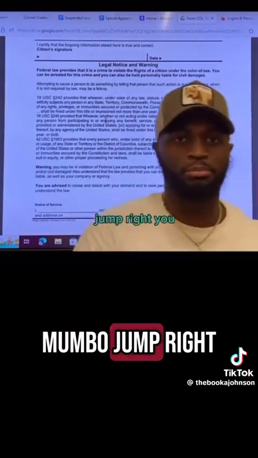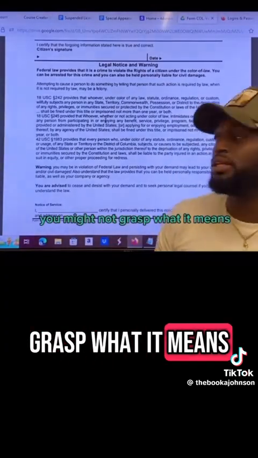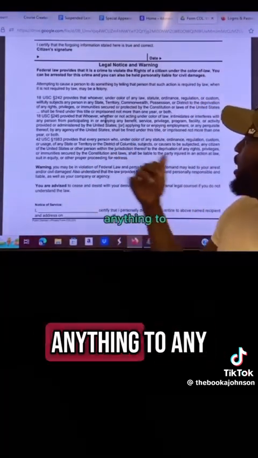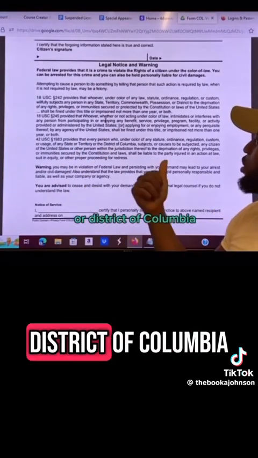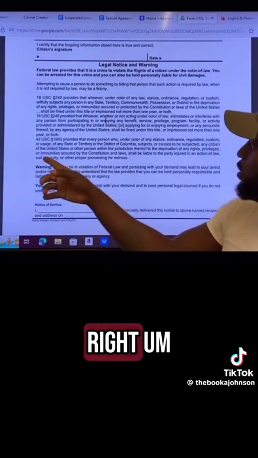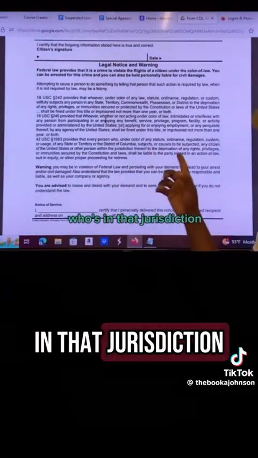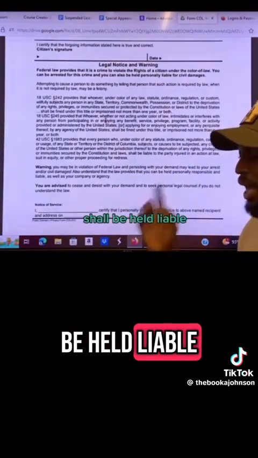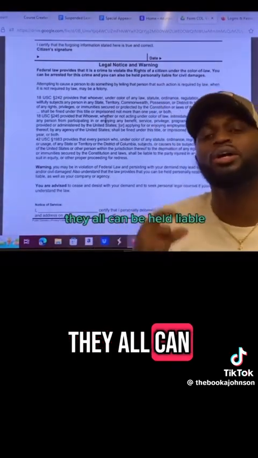It's a lot of mumbo jumbo, right? You read that, you might not grasp what it means. This is basically saying that if you're operating under the color of law and you're doing anything to any person in any state or District of Columbia, and you're subjecting that person, any citizen or other who's in that jurisdiction, to the deprivation of the privileges or immunities secured by the Constitution, you shall be held liable. That means the support magistrate, the opposing counsel, they all can be held liable.